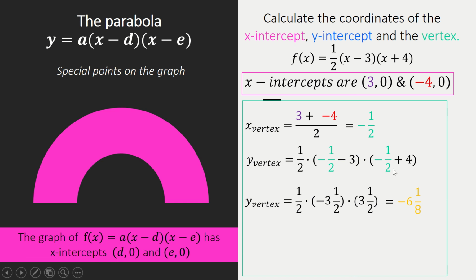So now we know our x value of the vertex and our y value of the vertex. That means that we write down, with a capital V because we're talking about the vertex, V is (minus a half, minus 6 1/8). And that is how you should calculate the vertex, the x-intercepts and the y-intercept. Do not forget to write down all your intermediate steps when doing your homework.